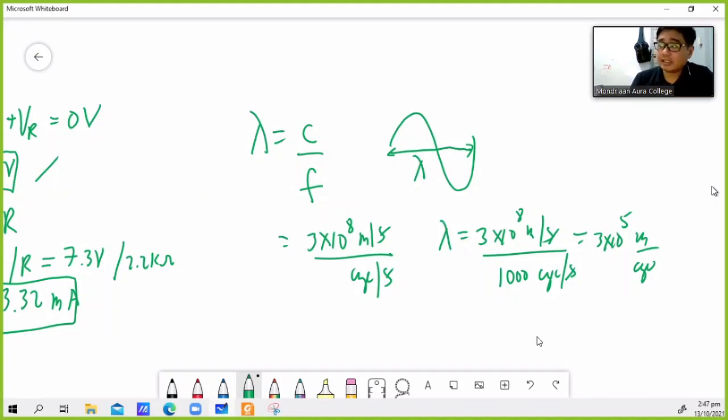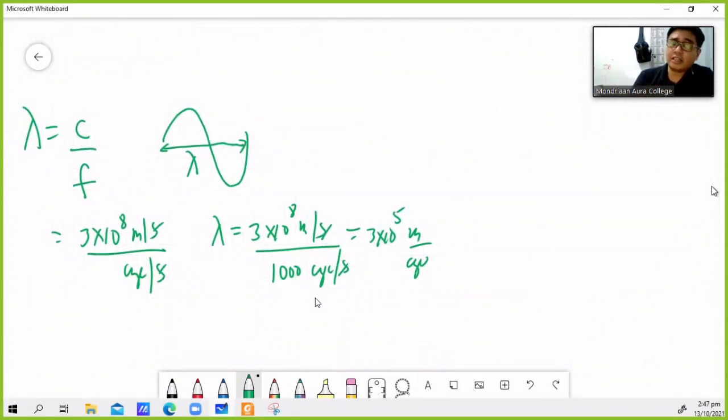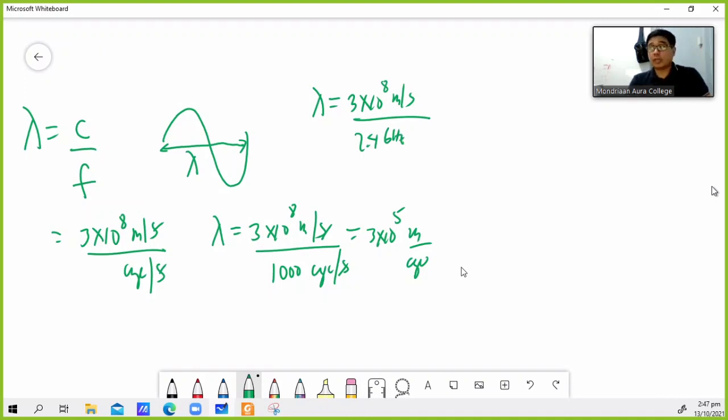Why did I discuss this in relation to the slowing of the internet? Because for the internet, we normally use Wi-Fi frequencies, the 2.4 GHz and the 5 GHz. So what is the wavelength of 2.4 GHz? 3 times 10 raised to 8 meters per second divided by 2.4 gigahertz. Giga is times 10 raised to 9. So we calculate 3 times 10 raised to 8 divided by 2.4 E9. That's 0.125 meters.